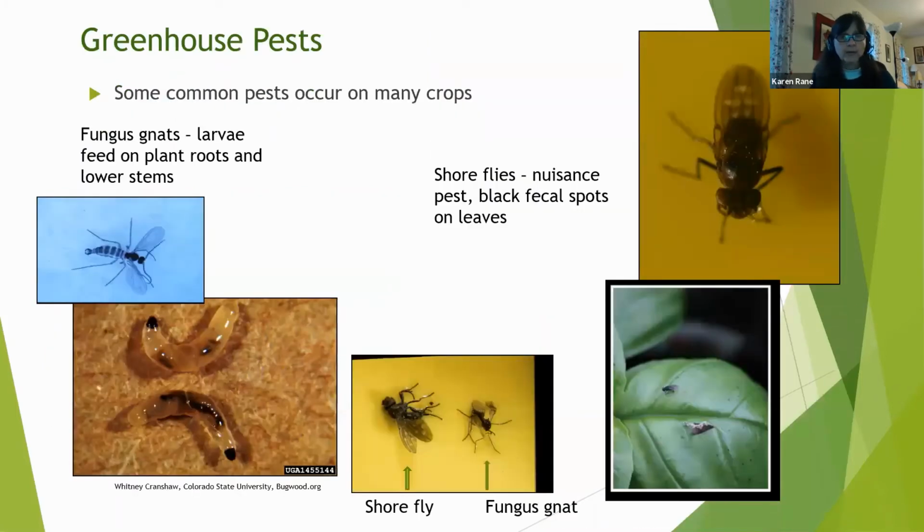There are many greenhouse pests that have a broad host range. They occur on many different crops. Two of the most common ones that we see in hydroponic systems, as well as other greenhouse systems, are fungus gnats and shore flies. Fungus gnats actually can damage plants. You can see the picture in the lower left, those whitish larvae with black heads. They can feed on plant roots and get up inside stems and cause some damage and cause collapse.